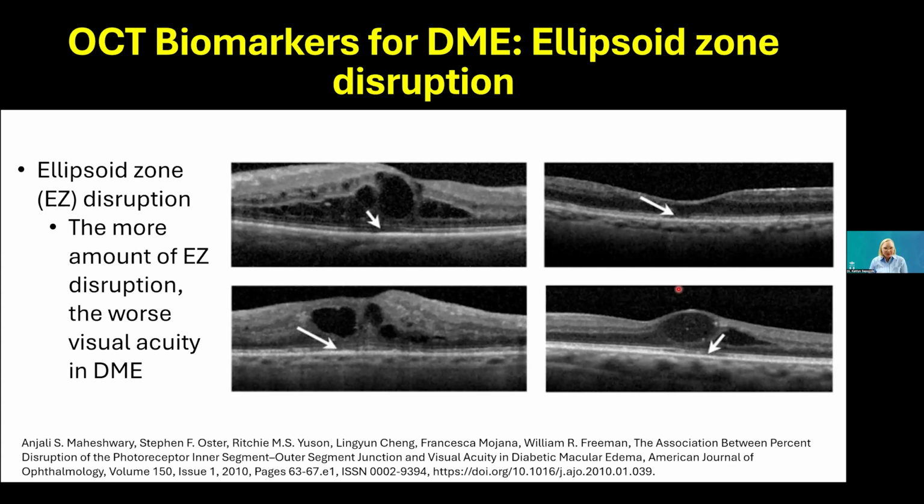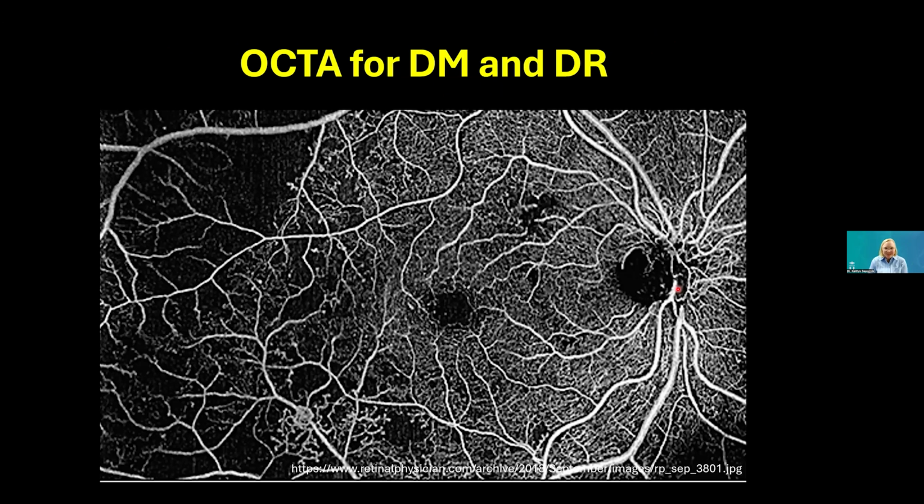And now we'll move on to OCTA for diabetes and diabetic retinopathy. And of course, I say diabetes because we know that OCTA now is showing us all sorts of preclinical and subclinical changes before we can even detect diabetic retinopathy.